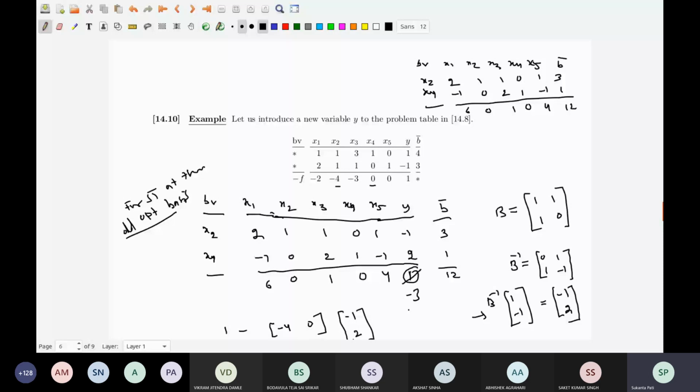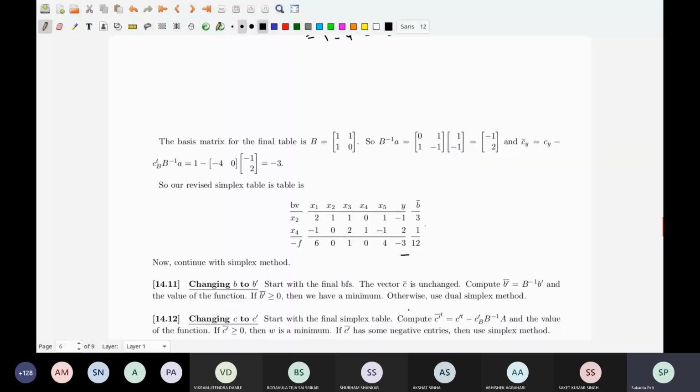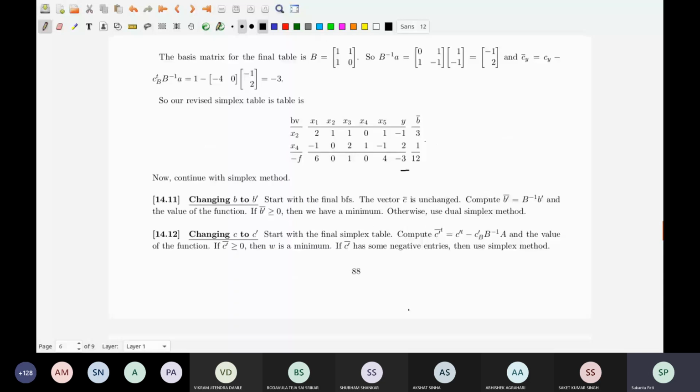What about changing C to C dash? Now, there you have to compute the C dash transpose bar row fresh. So that row has to be computed fresh from the old optimal table itself. You start with the old optimal table, write C_D, and assume that you are going to change C_D to C_D bar.